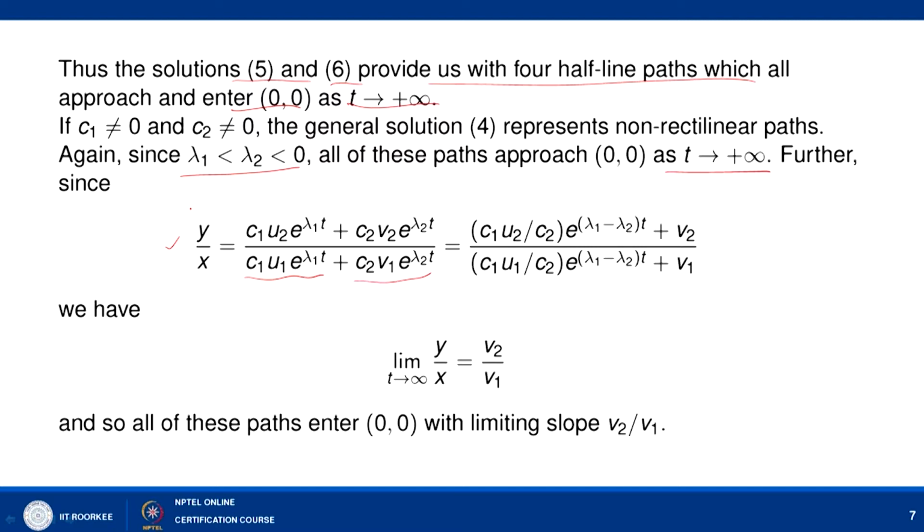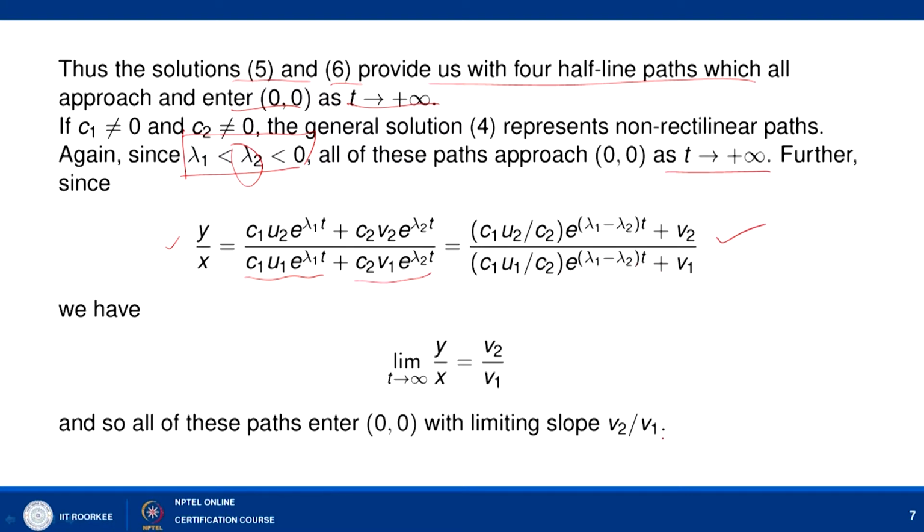So, you simply find out the ratio of y by x, and the ratio of y by x is given by (C1 u2 e^(λ1 t) + C2 v2 e^(λ2 t)) divided by (C1 u1 e^(λ1 t) + C2 v1 e^(λ2 t)). Now, since λ1 is less than λ2, let us divide by e^(λ2 t). When you divide by e^(λ2 t), you get (C1 u2 / C2 · e^((λ1−λ2) t) + v2) divided by (C1 u1 / C2 · e^((λ1−λ2) t) + v1).